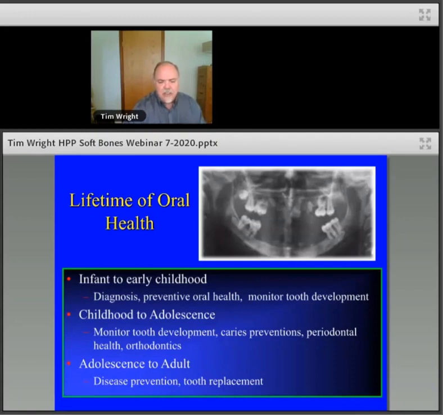And then into adulthood, you continue that, hopefully continue disease prevention, both caries and periodontal disease, which are the two big hits for oral health. Not the only ones for sure, but those are the two biggest. And then tooth restoration, tooth replacement if you have lost teeth. And I'll talk about implants and some of the issues related to that, what we know and what we don't know.